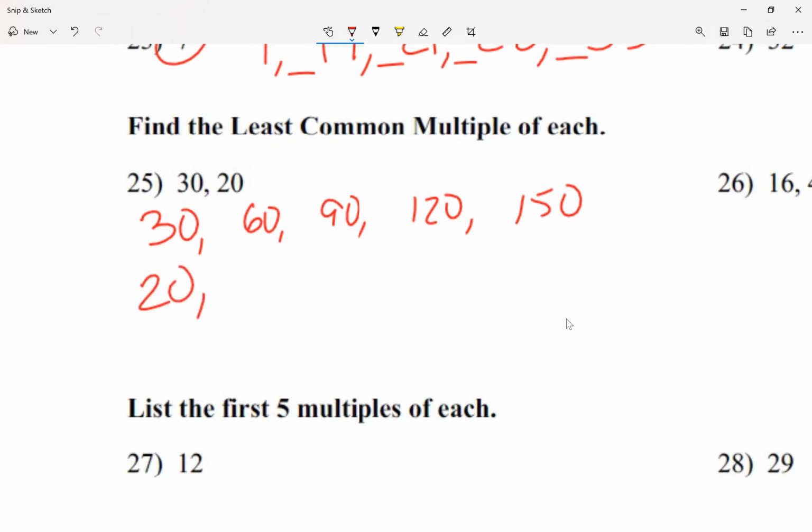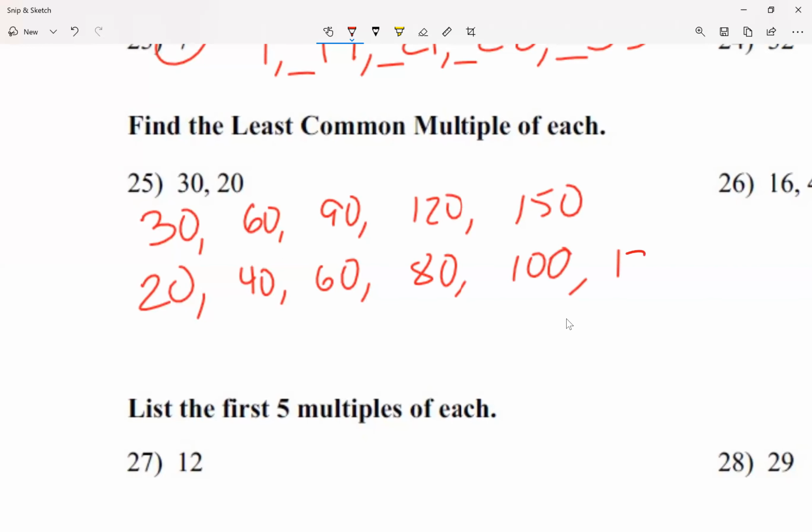Let me find the first 5. So 20, 40, 60, 80, 100. And just for kicks, let me do one more. 120. Because I could do my list as big as I need.